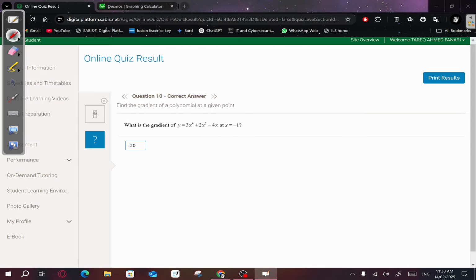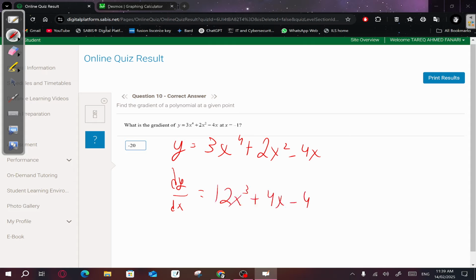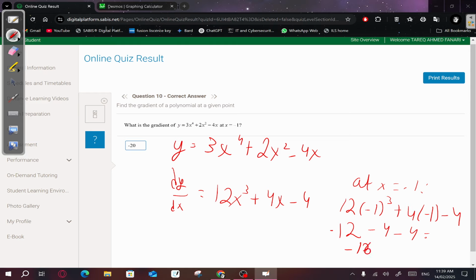What is the gradient of y equals 3x to the power of 4 plus 2x squared minus 4x? Okay, dy by dx: 12x cubed plus 4x minus 4, at x equals -1. This is going to be 12 into -1 cubed plus 4 into -1 minus 4. So this is going to be -12 minus 4, or -16, minus 4, which is -20. I'm just going to take -20.